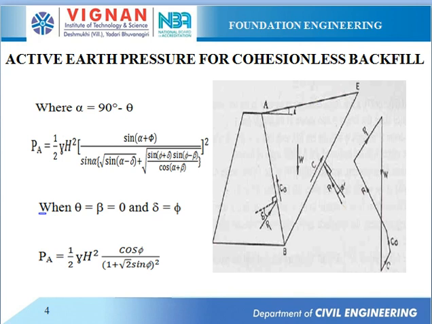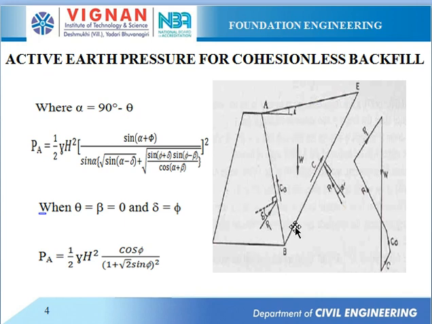Then, according to his theory, he derived an equation for the active earth pressure acting on a cohesionless backfill. You can look at the figure where there is a clear description given. Here A, B, E, and C. ABE is a sliding wedge which is under equilibrium, and the forces will be acting on this sliding wedge ABE.